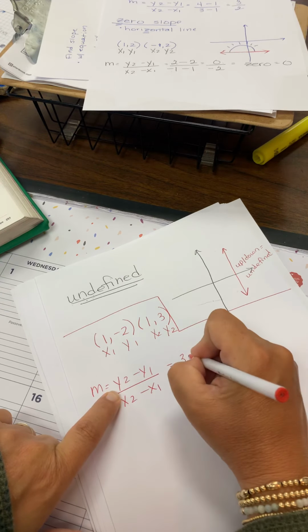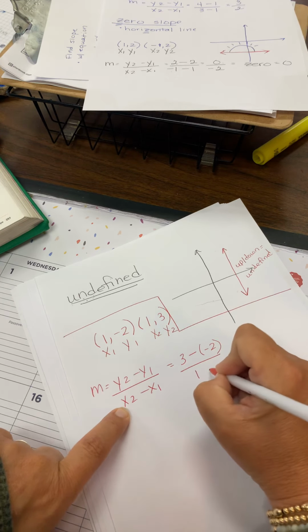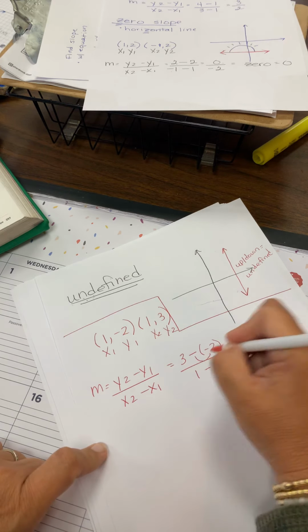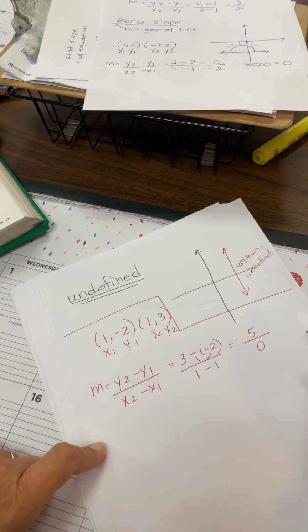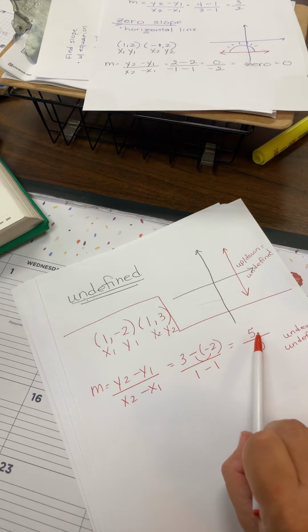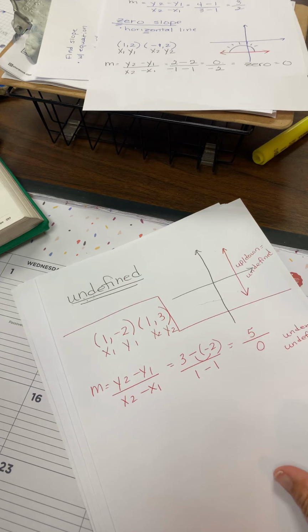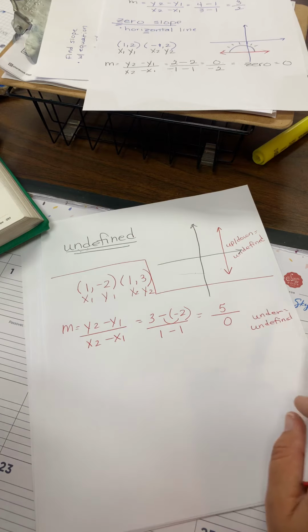y2 is 3 minus y1. x2 is 1 minus x1 is 1. 3 minus negative 2 is 5. 1 minus 1 is 0. So when 0 is under, it is undefined. The reason for that is if you literally type this into your calculator, 5 divided by 0, it would come up error in your calculator. 0 is not allowed to be on the denominator. So when 0 is on the denominator, you are going to write undefined.